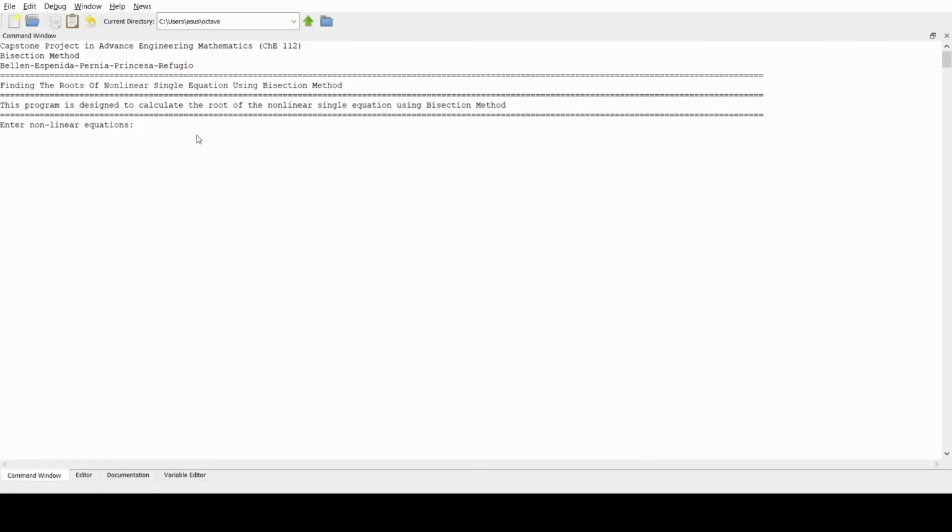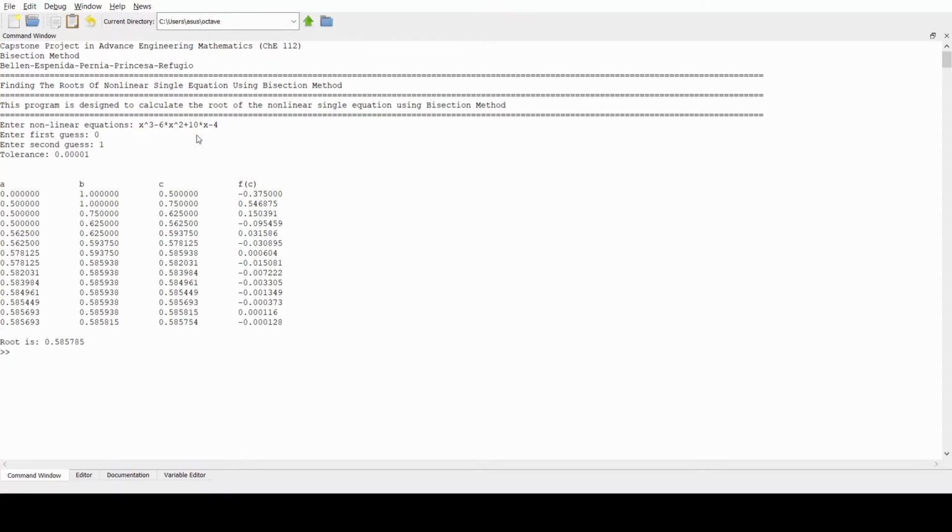Let's try an example. First guess, let's try 0, second guess 1, tolerance would be that. And the root for this equation would be 0.585785. Let's try the same equation with a different guess, with a different bound.